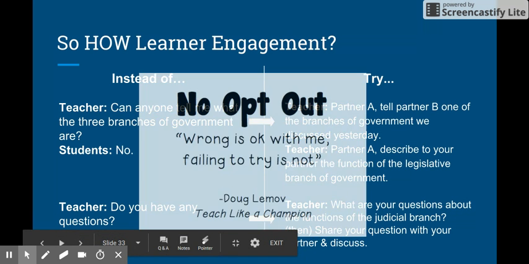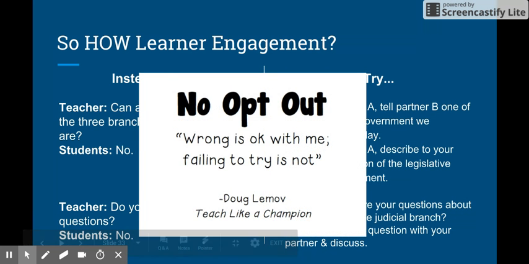Okay. So basically, what we're looking at here is there is no opting out. All students are expected to be engaged, to participate. And when you set that expectation that all students will be held accountable for discussing different topics with their peers, they will get used to that and they will come to expect it of themselves as well.